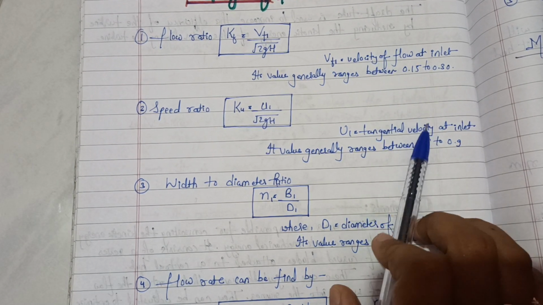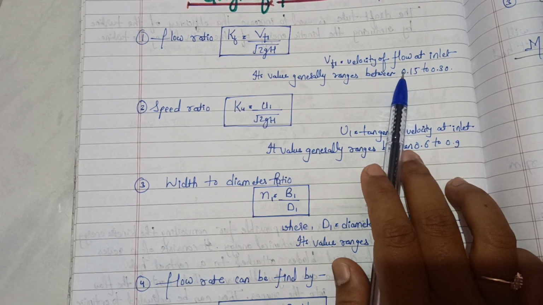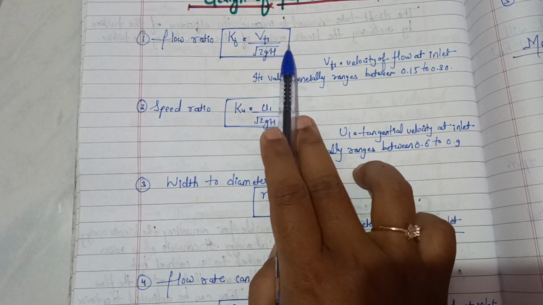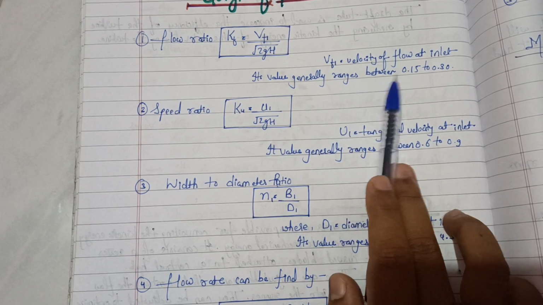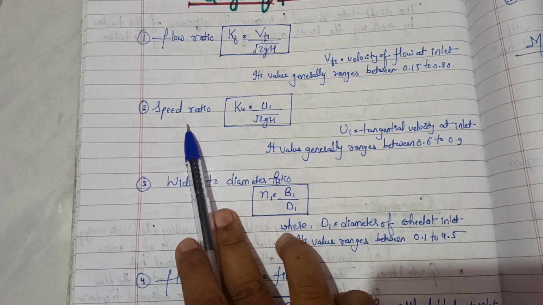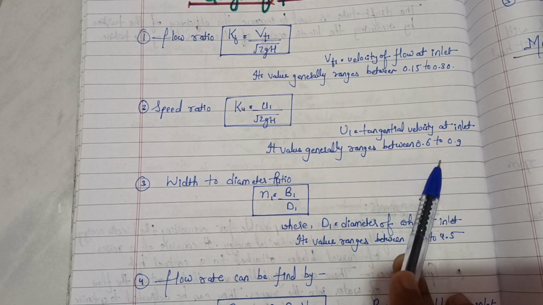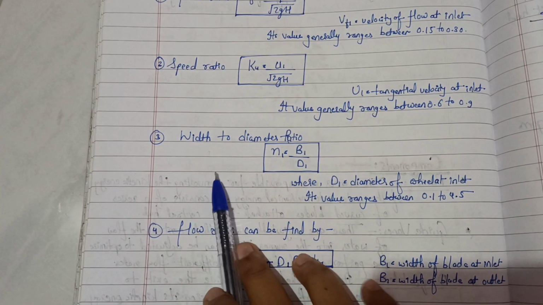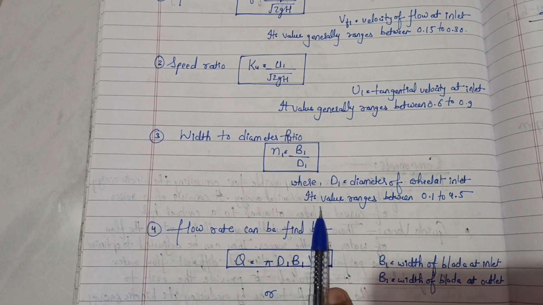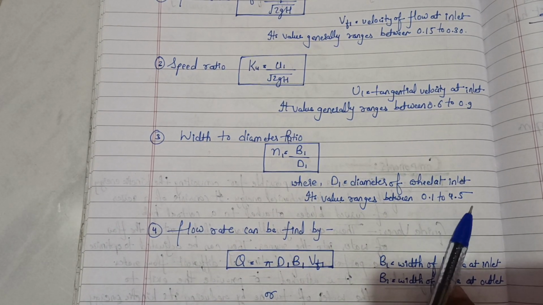These values are very important because you can check whether your answer is right or within the range or not. Speed ratio value generally ranges between 0.6 to 0.9. Width to diameter ratio value ranges between 0.1 to 4.5.